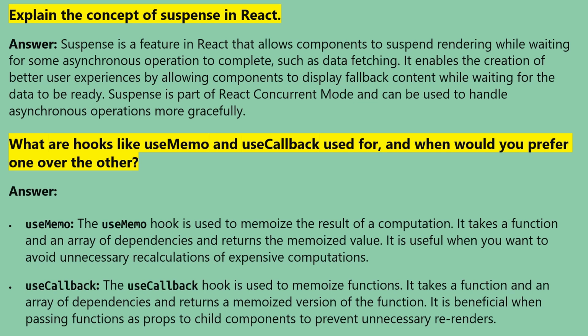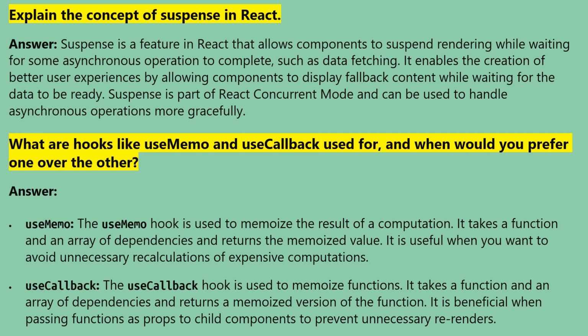What are hooks like useMemo and useCallback used for, and when would you prefer one over the other? Answer: useMemo. The useMemo hook is used to memoize the result of a computation. It takes a function and an array of dependencies and returns the memoized value. It is useful when you want to avoid unnecessary recalculations of expensive computations.